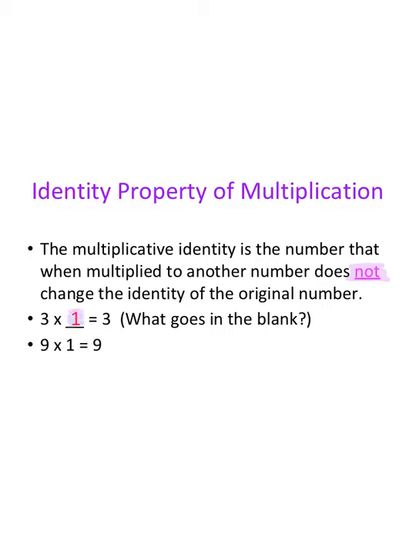So if we have the number 3, and we need to multiply 3 by a number, but we want the identity of 3 to remain the same, the only number that will accomplish that is the number 1. So 3 times 1 equals 3, and we've kept the identity of our original number 3. Another example down below, if we have the number 9 and we want to multiply it by a number, but we want to keep the identity of the original number 9, the only number we can choose is to multiply it by 1. So this is the identity property of multiplication.